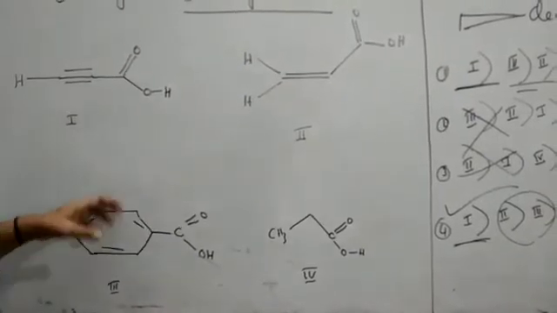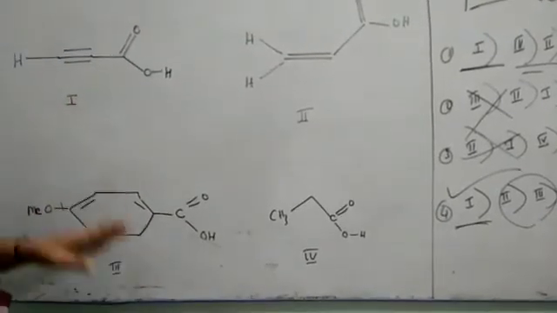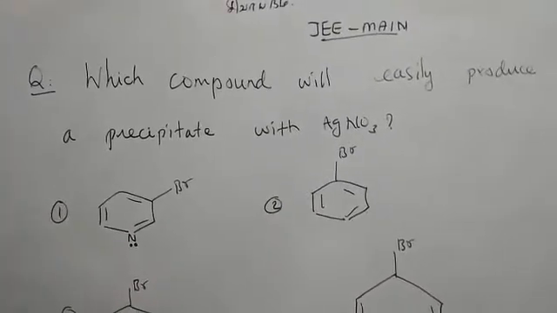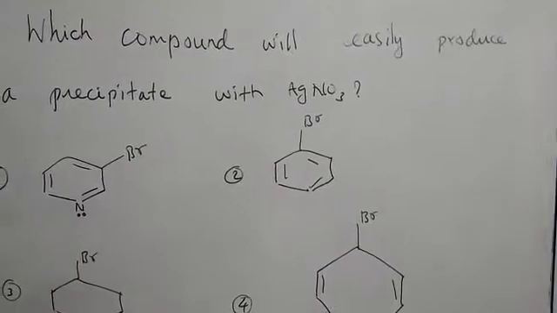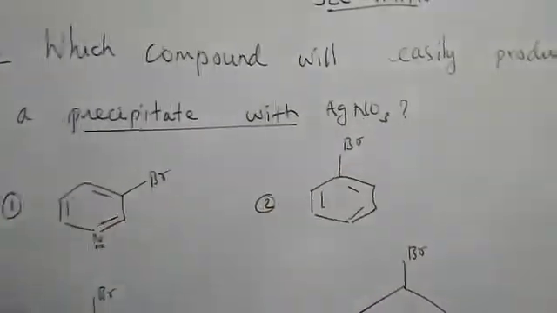Electron density increases means acid strength decreases, so it is weaker. Okay, next question. Now let us see the next question. JEE Main previous year question. Which compound will easily produce a precipitate with the silver nitrate?